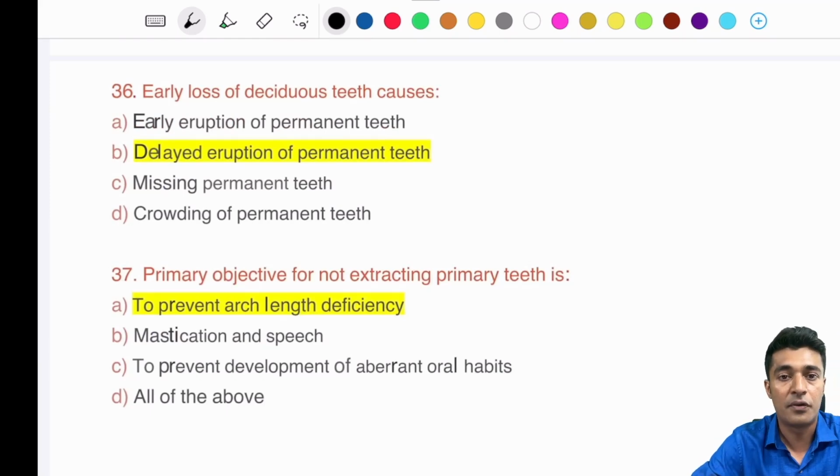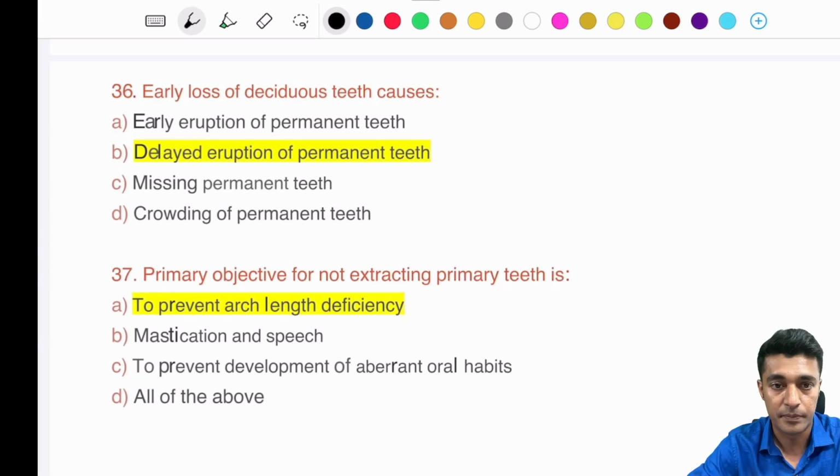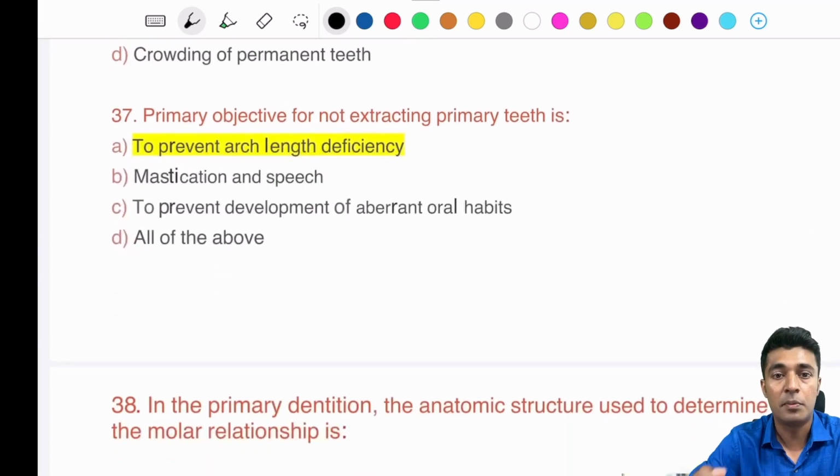The early loss of deciduous teeth causes delayed eruption of the permanent teeth. The primary objective for not extracting the primary teeth is to maintain the arch length.